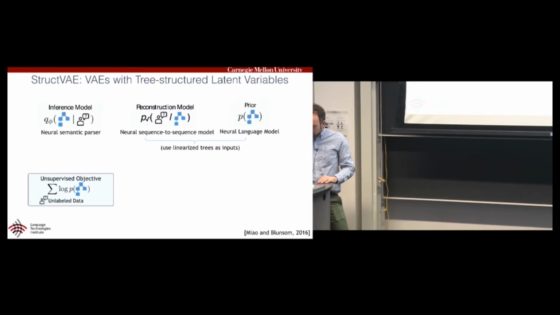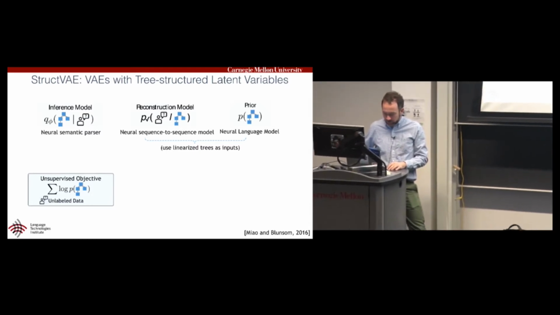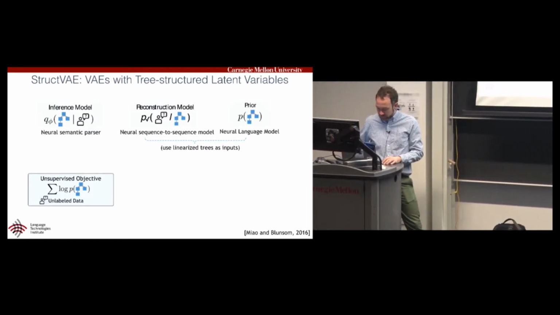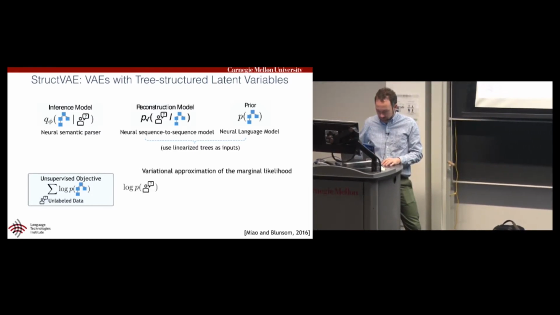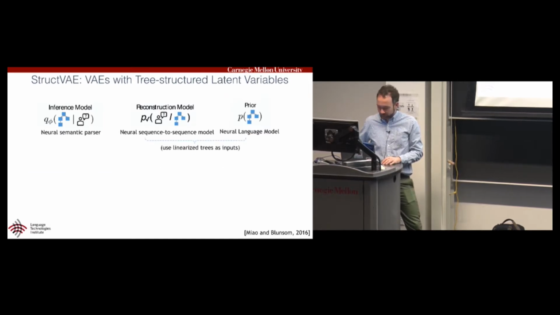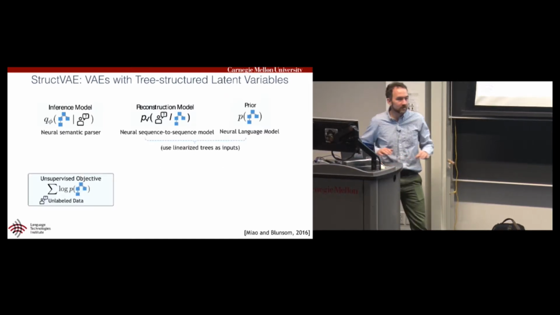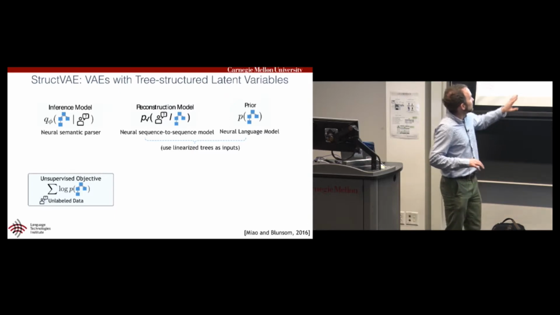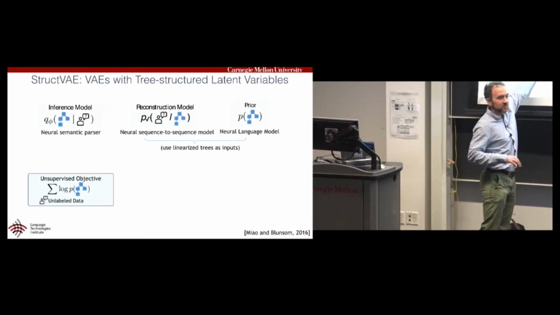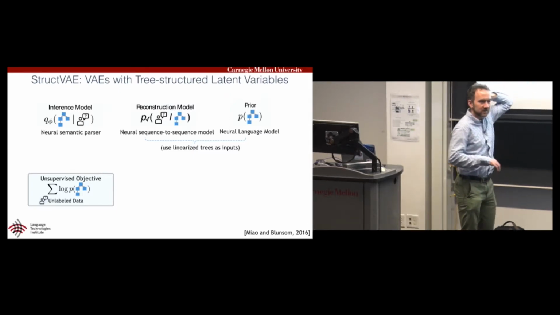So for the inference model, we used an actual strong parser that generates tree structures, which I'll talk about in a second. One question, that should be, so the unsupervised objective? Yeah. That should be the data, or should be? Yeah, this shouldn't be the tree. This should be the utterance. Sorry, that's a typo there.